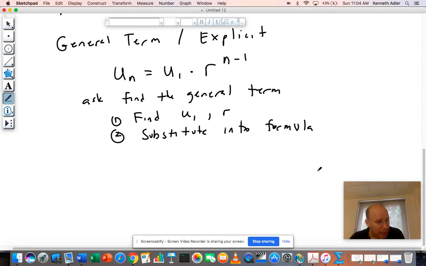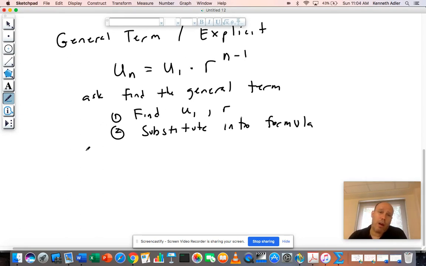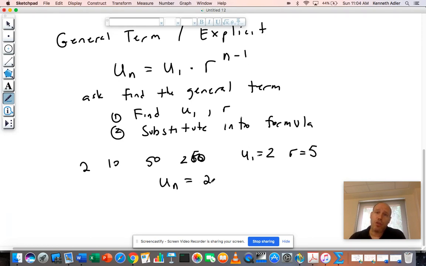Let's go back to some of our original problems. What was the first problem? 2, 10, 50, 250. Okay. So how do I write this as a formula? I already know that I'm multiplying by 5, but I want to know, like in the last homework problems, how do I get to like the 17th term? Okay. Find u of 1. U of 1 is 2, and the common ratio was 5, and then substitute in the formula. The nth term is 2 times 5 to the n minus 1.